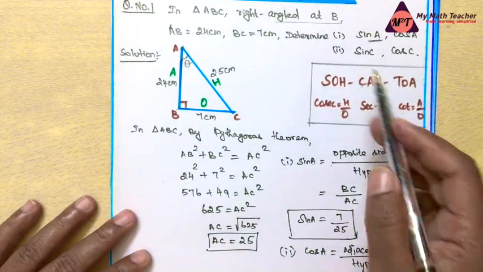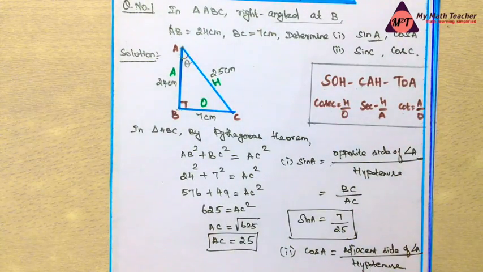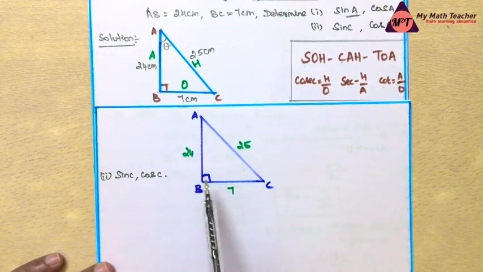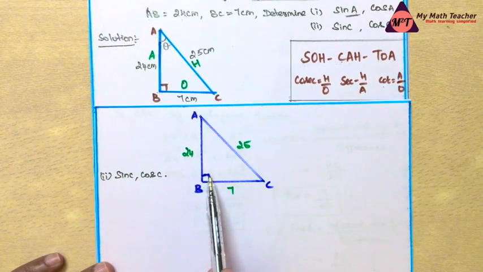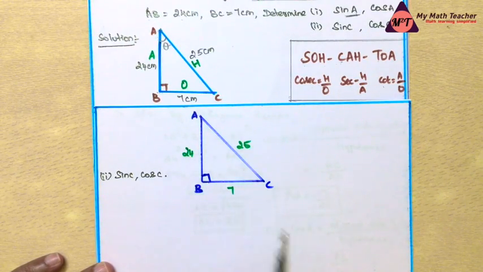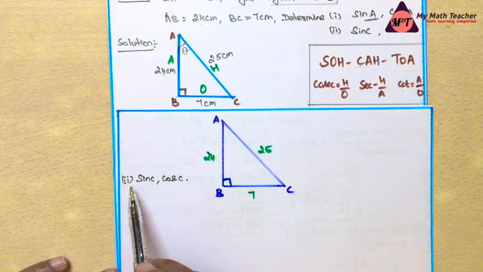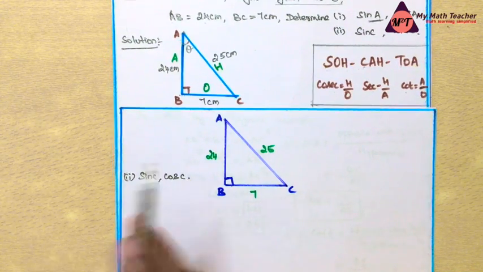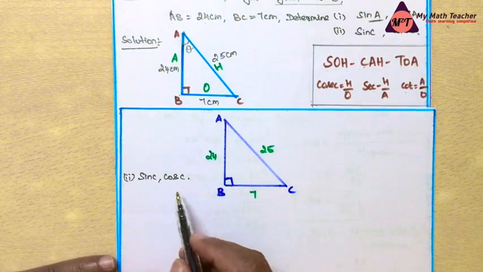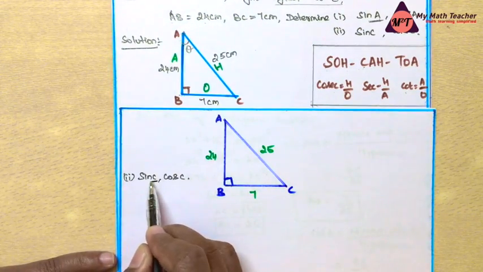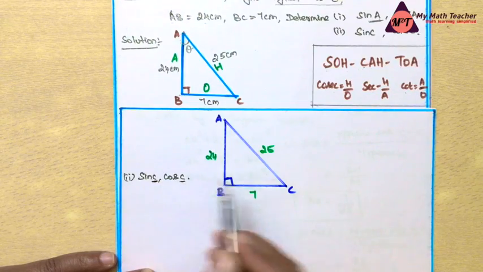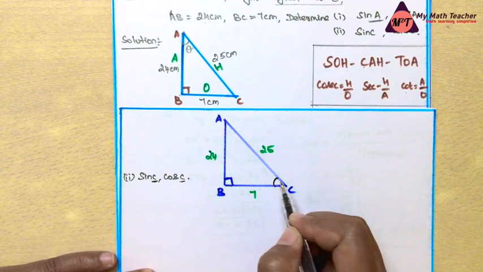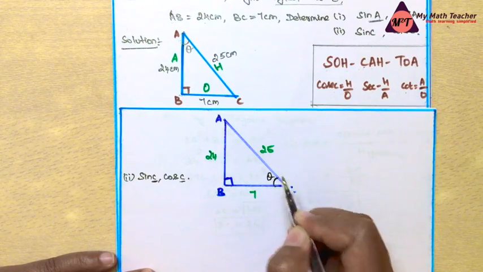Now we will move on to the second subdivision, that is sin C and cos C. As you can see, I have drawn the same triangle here, ABC, right angled at B, with the same measurements. Here in the second subdivision, we have to find sin C and cos C. So what is the meaning? Here the angle theta will be with respect to C. Now we have to change the angle. This is now the theta, this angle.